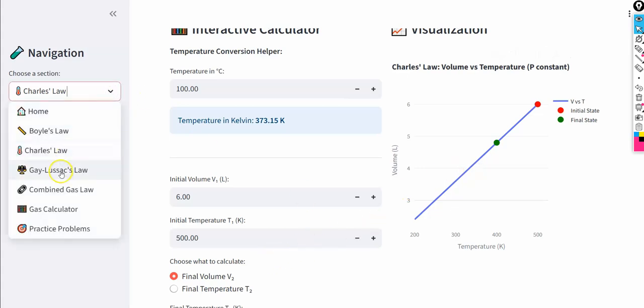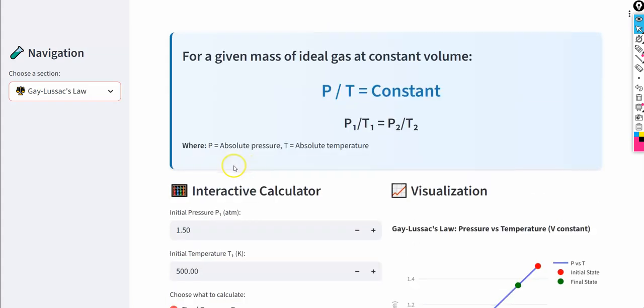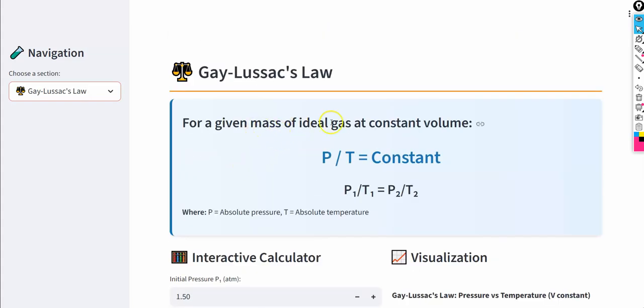Now going to Gay-Lussac's law. For a given mass of ideal gas at constant volume, P by T is equal to a constant. So P1 by T1 is equal to P2 by T2. Here P is the absolute pressure and T is the absolute temperature.